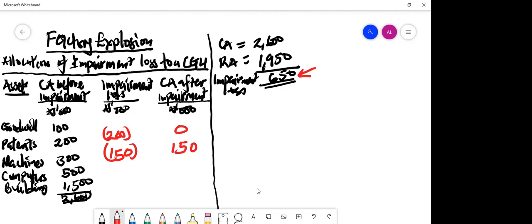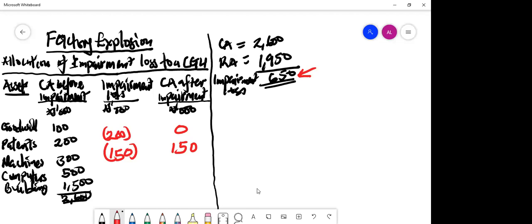How much is left now? 300. How do I get 300? 150 plus 200, that's 350. I remove it from 650. I have 300 left. I ask the question again: is there any asset that is obviously impaired? The examiner says no. The question says no. That was the end. I will now move to step two.